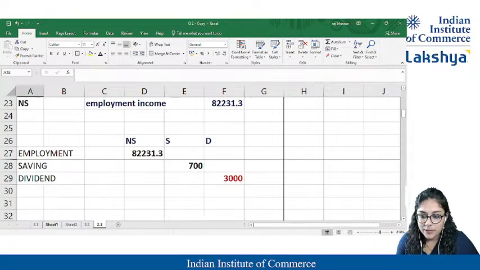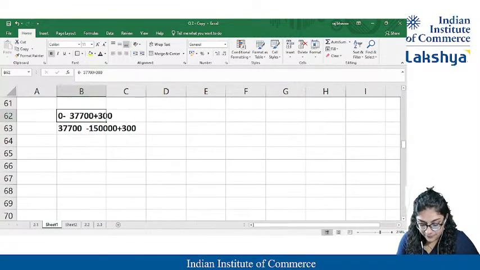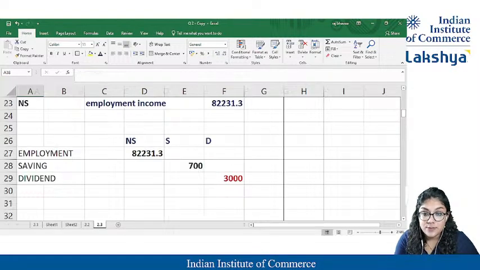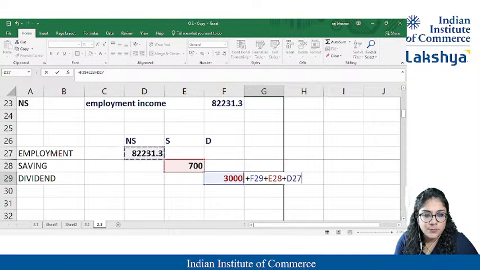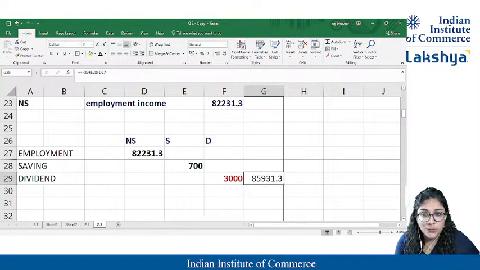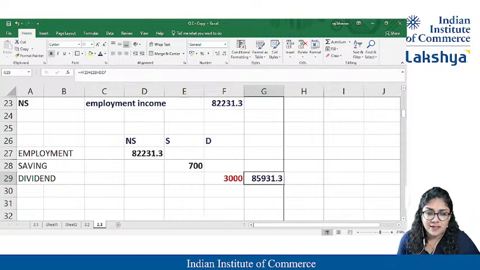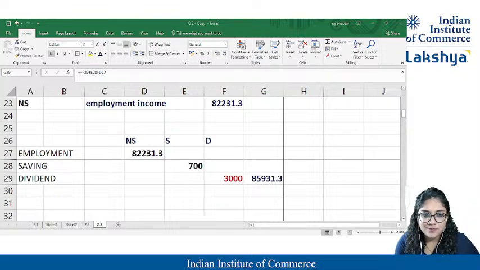So let's go ahead in the working note, and we can calculate the valuation. As of now, can you tell me what is my total expected income? Guys, my total income is this. 3000 plus 700 plus 822. Guys, if you see this, what do you understand? Is this taxable income? Is it more than 1 lakh?